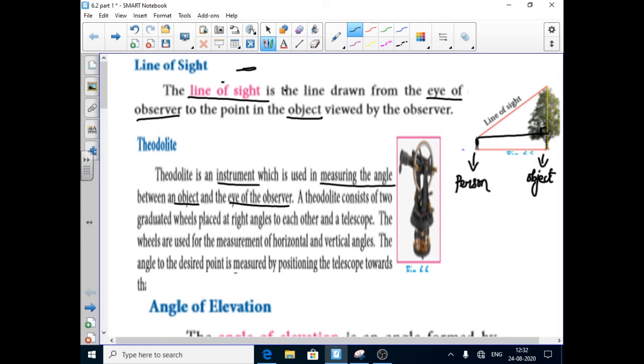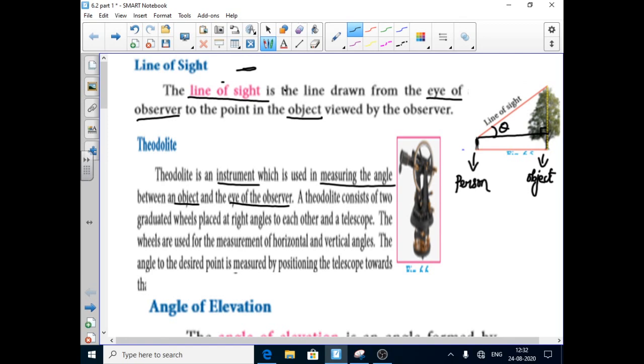It measures the angle between the object and the eye of the observer. If we take it like this, I take it as theta. Theta is the angle between the eye of the observer and the object. The theodolite consists of two graduated wheels. So here we are having two wheels, fixed at right angles to each other. Using this concept we can find the angle between the object and the eye of the observer.